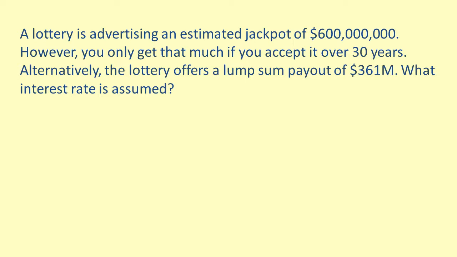A lottery is advertising a jackpot of $600 million. However, that is the total future value of money collected over 30 years. The lottery offers lump sum payment options, in this case $361 million. We want to find the interest rate the lottery is basing this calculation on. The rules for this lottery specify equal payments of $20 million per year.